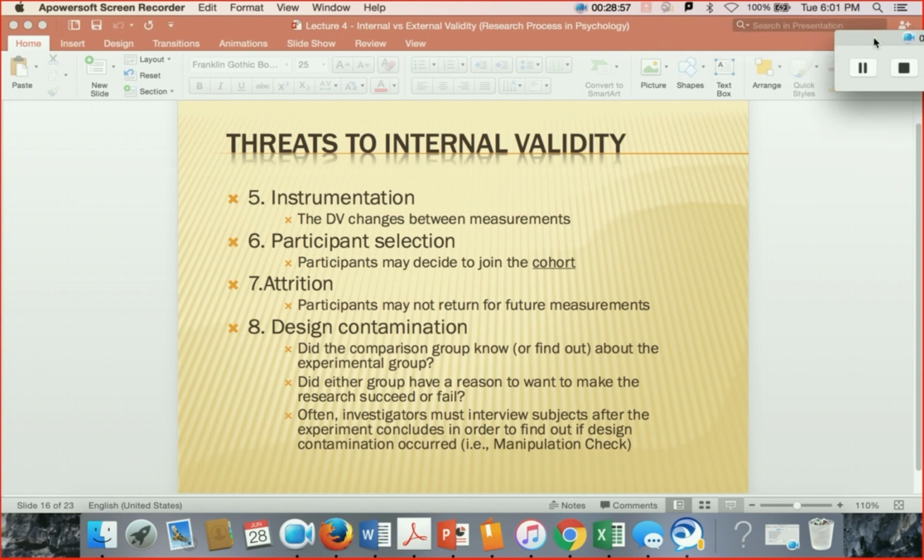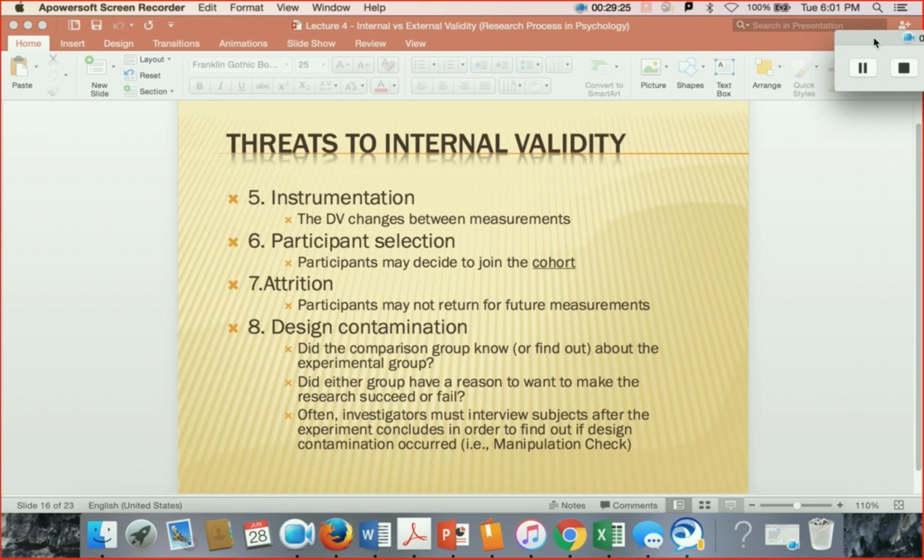So number 6, participant selection. Participant selection is a huge issue for us in terms of internal validity, or a threat to internal validity. The reason that it's a problem for us is because participants may potentially join a cohort. What's a cohort, guys? You all should be familiar with this. It's a group. It's a group of people who share what? Something in common, whatever that commonality is.